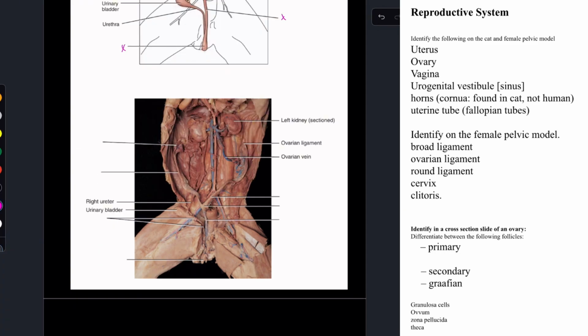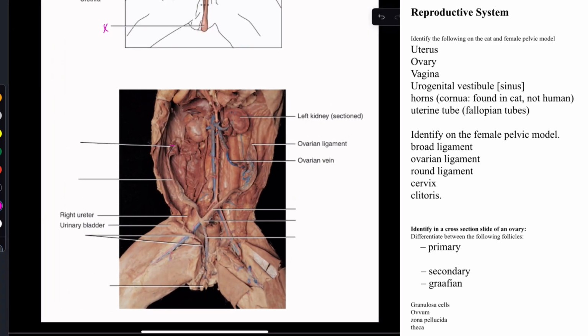Now going over the real model of the cat. This structure right there is the ovary. The ovary. And then, I guess I didn't label it, but in the curving side this way, when it curves, that right there is the uterine tube or the fallopian tube. And then, of course, this right there, and this one too, is the horn. This is the right horn, and then this is the left horn.